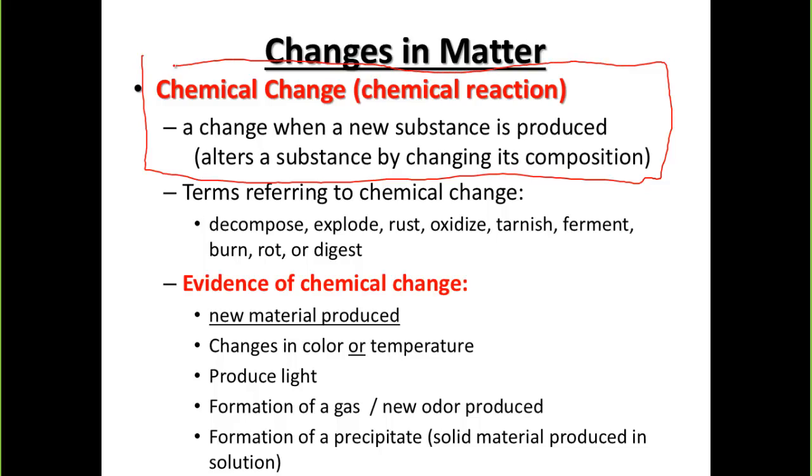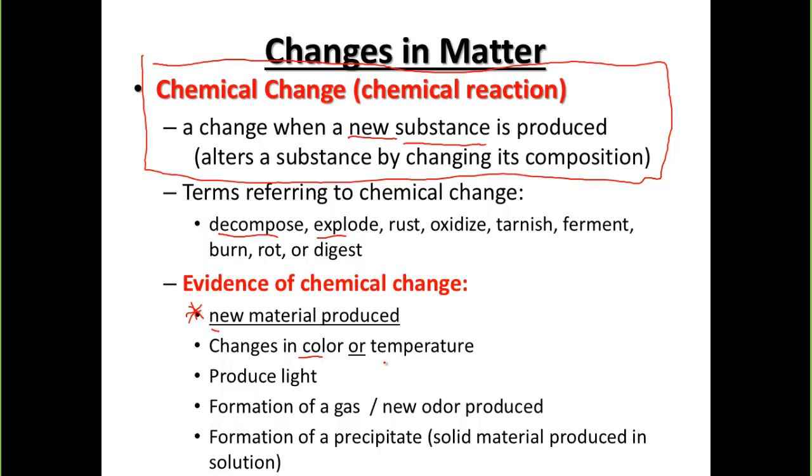A chemical change in matter is when we produce a new substance. If a new substance is produced, then we have what is known as a chemical change. A lot of times you'll hear terms like decompose, explode, rust, oxidize, tarnish, ferment, burn, rot, digest. There are hundreds of different terms out there of material turning into a new material, and these are our chemical changes. If you see a new material produced, that is our sign of a chemical change.